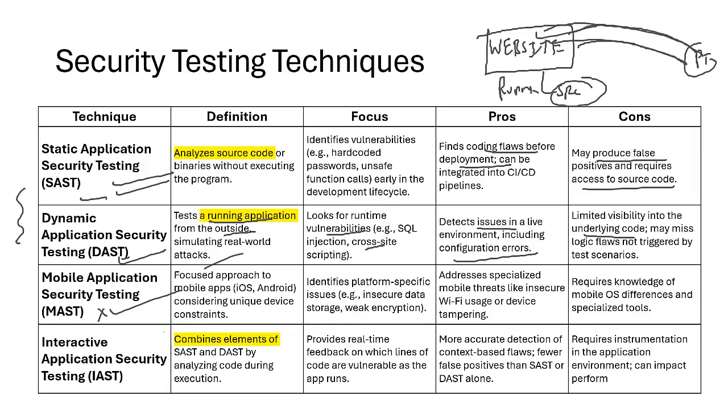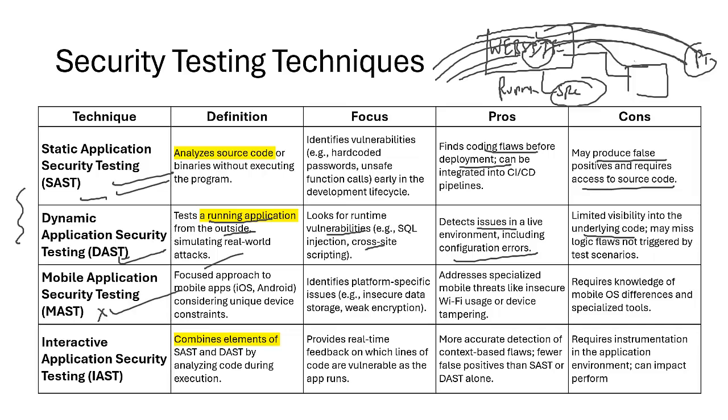Okay. IAST is a newer concept. IAST is the combination of SAST and DAST. What does that mean? The website is running, and there is a hook in the website. When someone tries to modify the website, modifying the source code or anything, I want the data in real time. Until you perform SAST, you can't find the bug. Until you perform DAST, you can't find the bug. But in IAST, it is happening in real time.